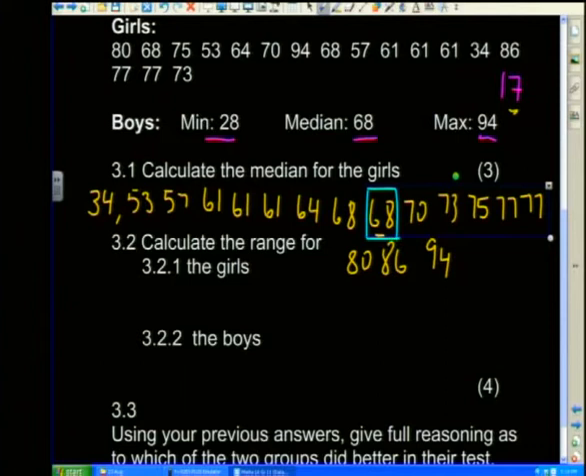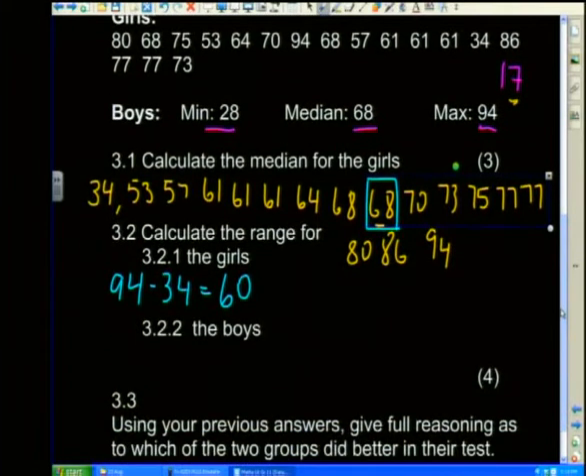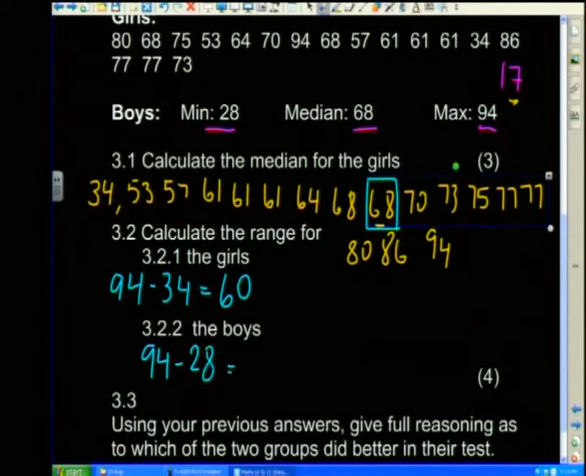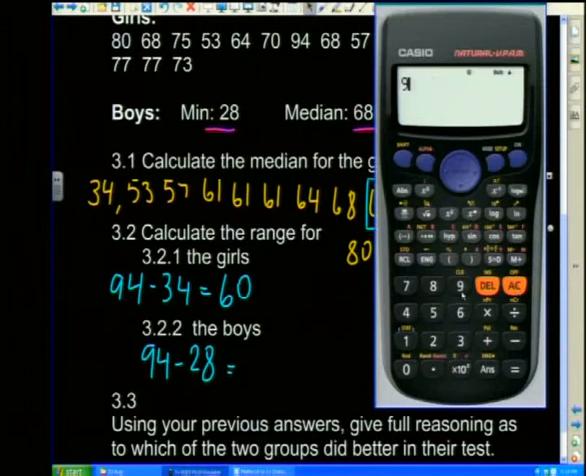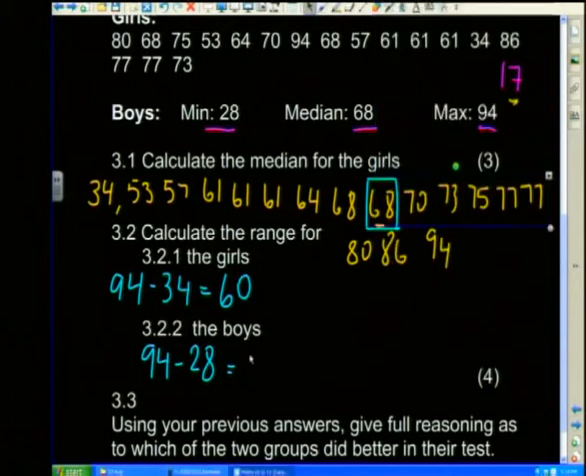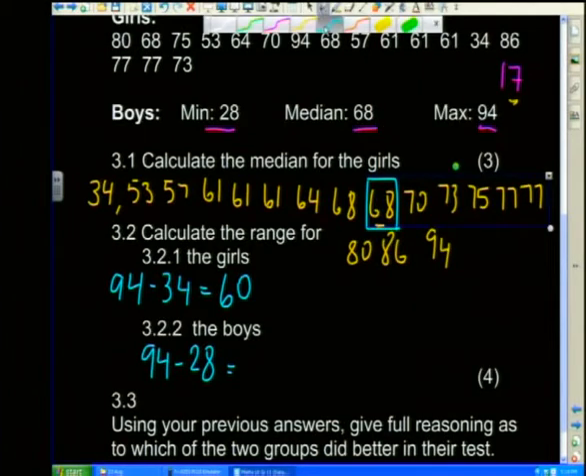Right, now it says calculate the range for the girls. My range is my highest, which is 94 minus 34, and that gives me 60. And I want the range for the boys. Now my boys, I had 94 minus, their minimum was 28, and that gives me, I'm going to just check that on the calculator, 94 minus 28, we get 66. So the range is 66 for the boys.